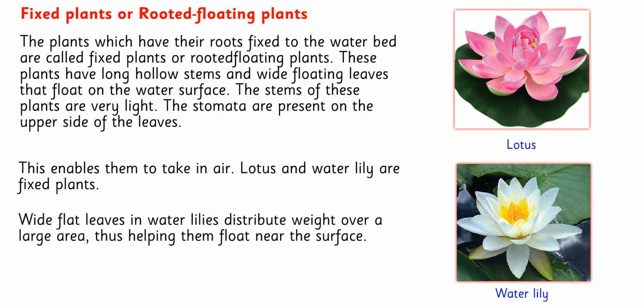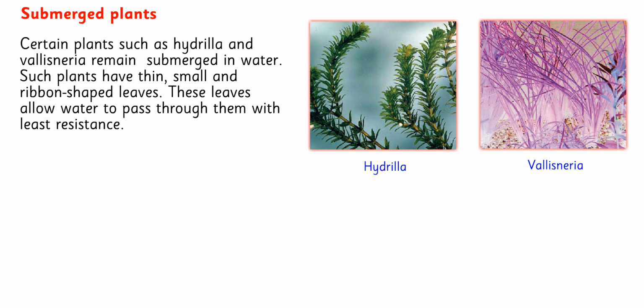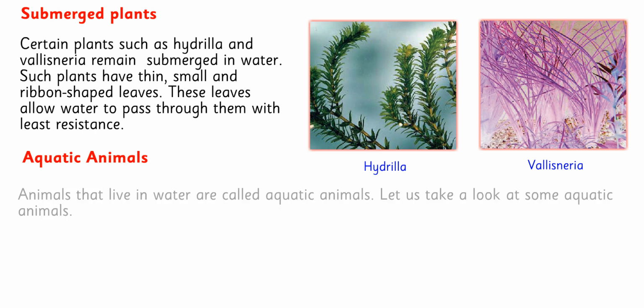Wide, flat leaves in water lilies distribute weight over a large area, thus helping them float near the surface. Submerged plants. Certain plants like Hydrilla and Vallisneria remain submerged in water. They have thin, small and ribbon-shaped leaves which allow water to pass through them with the least resistance. Here are their pictures.